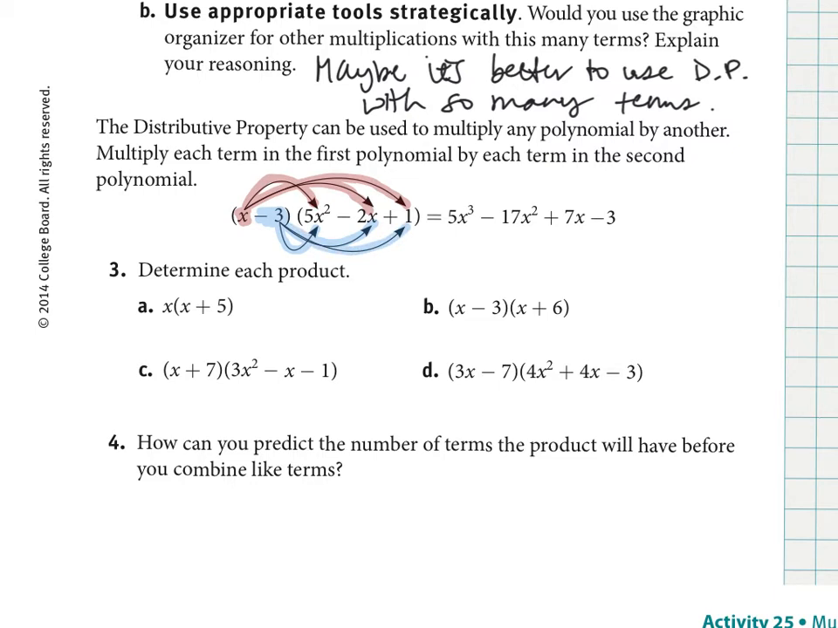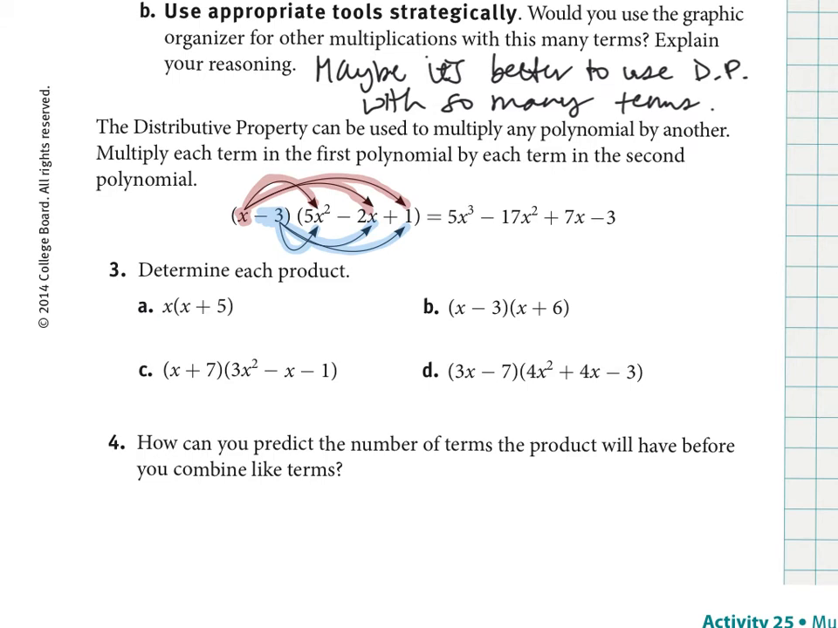Now, they didn't show all their steps of multiplying and then combining like terms. They kind of just went to the resulting answer at the end. But I definitely want to make sure you are showing your work for each of these, okay? So let's start off looking at part 3A together.